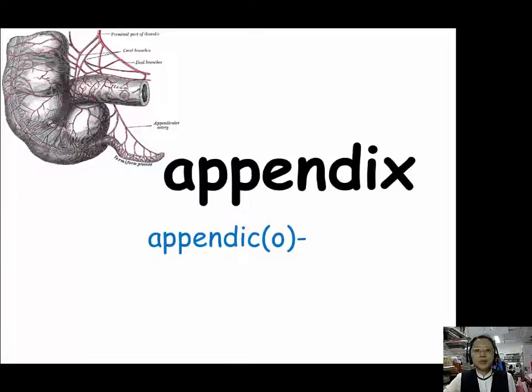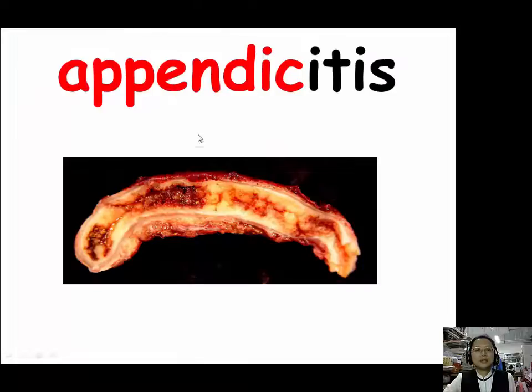When we want to talk about the appendix, which nobody would forget, although it doesn't have much function in humans, some people would get appendicitis. We have this prefix, appendico, A-P-P-E-N-D-I-C-O. Our example exactly is appendicitis. Appendicitis is inflammation of the appendix.